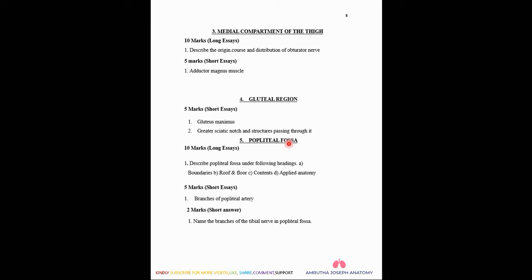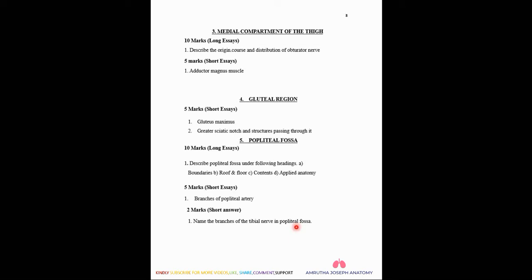5 marker, branches of popliteal artery. 2 marker, name the branches of tibial nerve in popliteal fossa. So here similarly you may get a question, name the branches of common peroneal nerve in popliteal fossa. So please read that also.